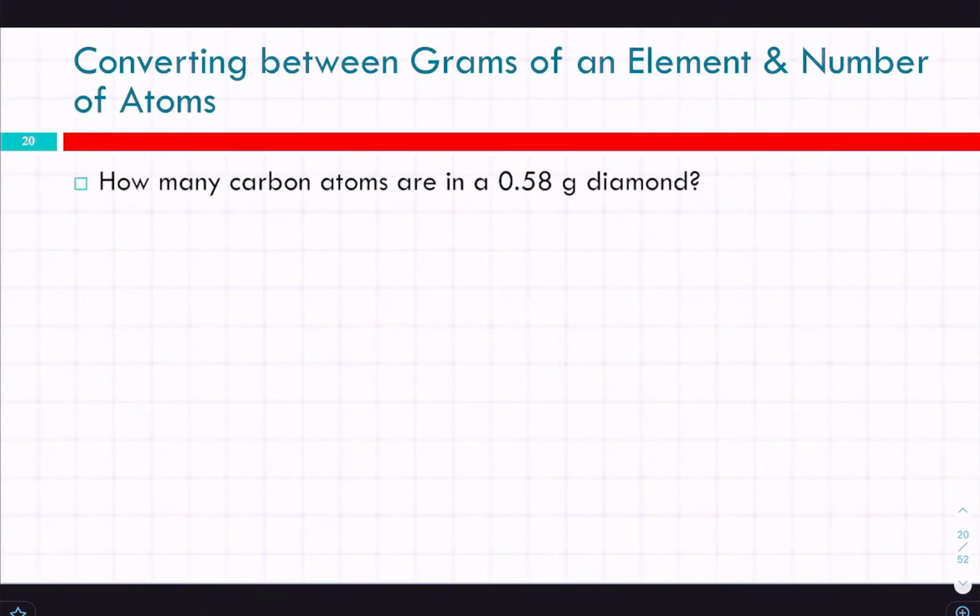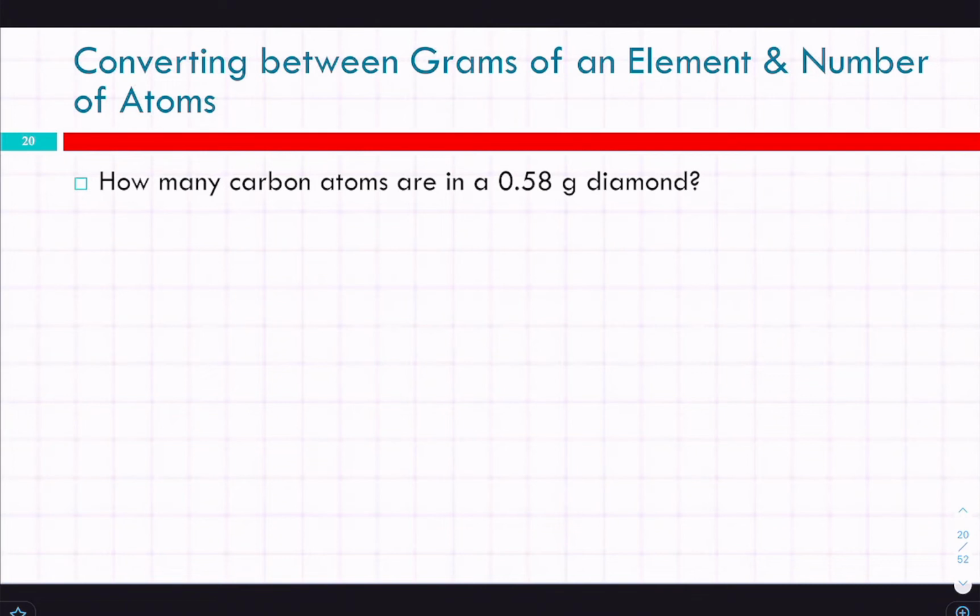How many carbon atoms are in a 0.58 gram diamond? Who knows what diamonds are made of? Carbon. Yeah, diamonds are actually the crystal form of carbon. So you can take the graphite or the carbon that I have here, and if you squeeze it together with enough heat and enough pressure, you can make it into a diamond. There's actually a way with 2 coffee cups that you can do that in a microwave. Very, very teeny tiny diamonds.